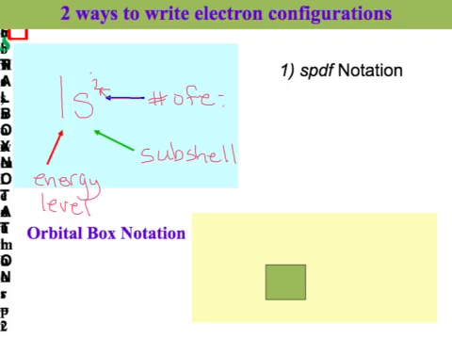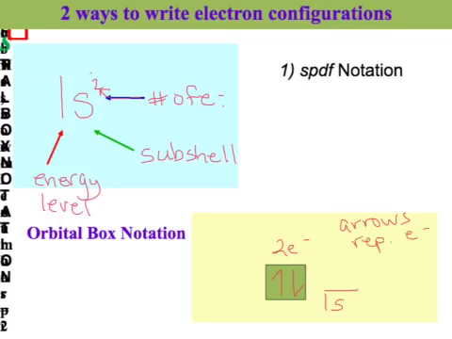Then there's the orbital box notation. So this is the 1s orbital, okay, with the line above it. You would put an arrow up and an arrow down if you have 2 electrons, okay? Arrows represent the electrons.